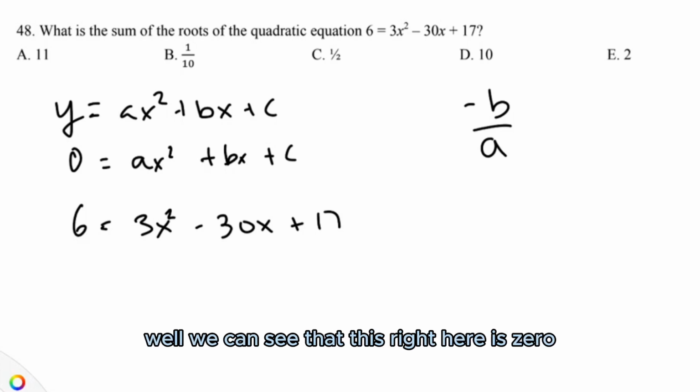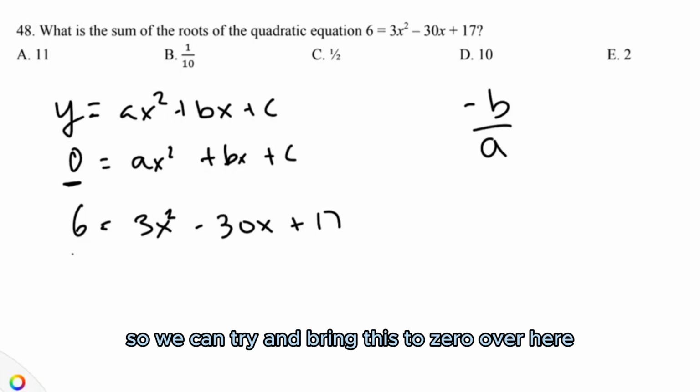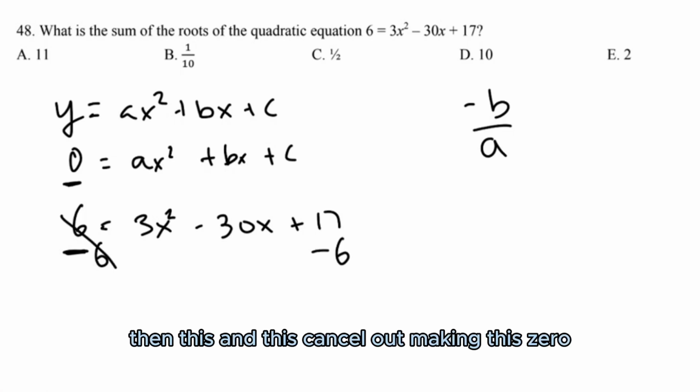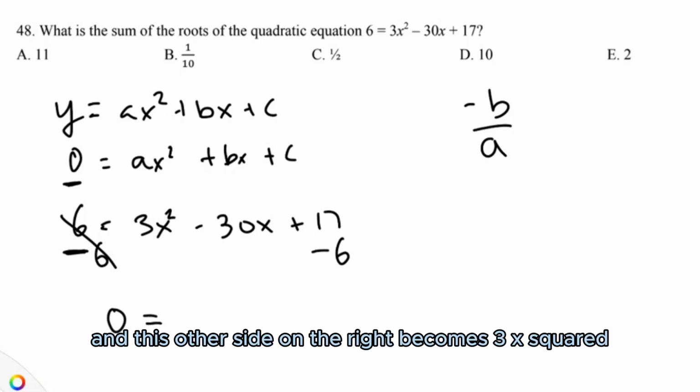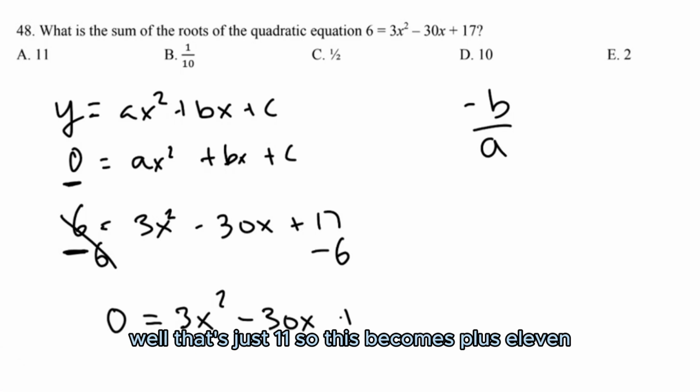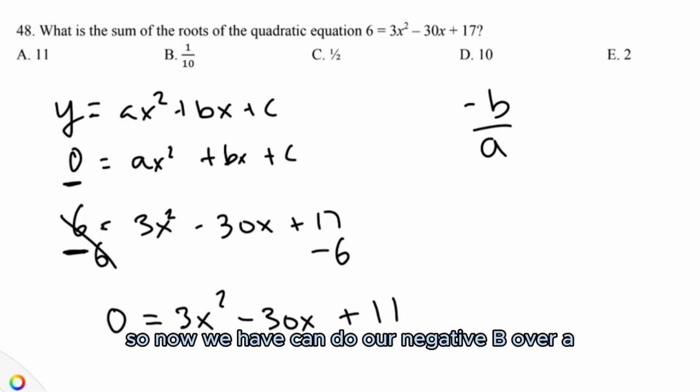Well, we can see that this right here is 6, so we can try and bring this to 0 over here. So if we do negative 6 to both sides, then this and this cancel out, making this 0, and the other side on the right becomes 3x squared minus 30x, and then you have plus 17 minus 6. 17 minus 6, well, that's just 11. So this becomes plus 11. So now we can do our negative b over a.